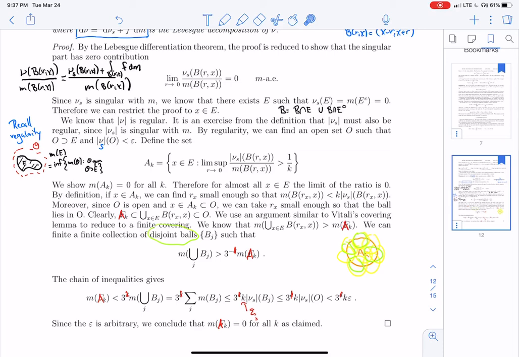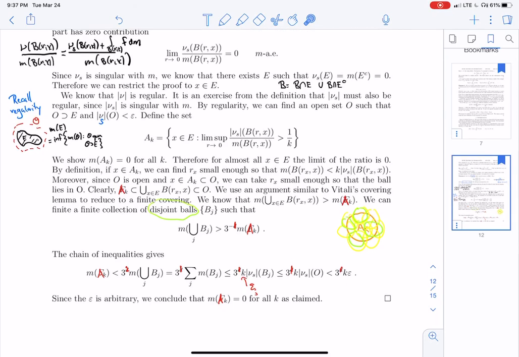So let's show that. By definition, I take an x in AK. By this definition, I take R small enough, which might depend on x. Just looking at this inequality, you get that. Now here comes the important part. O is open, so if x is in AK, it's also included in O because x is in E. We can take Rx small enough so that the ball lies completely in O. That's important. And then you take the union of all those balls.